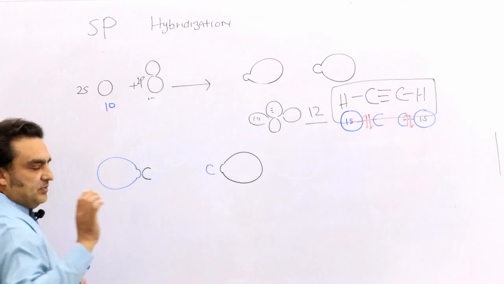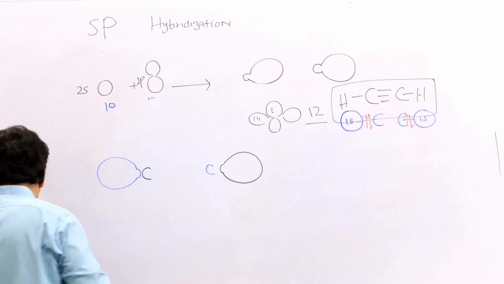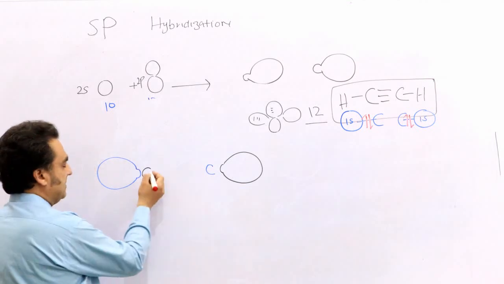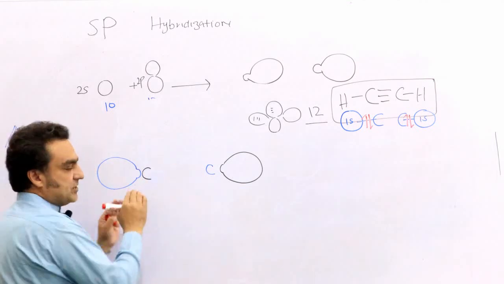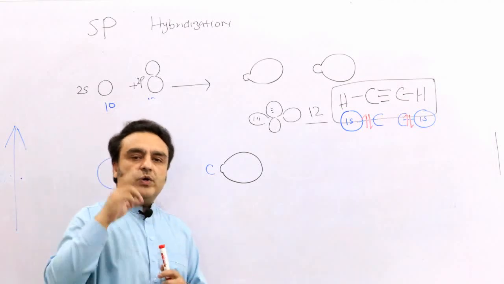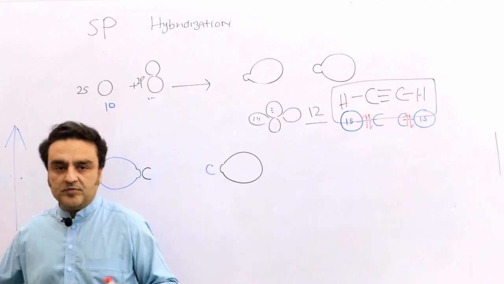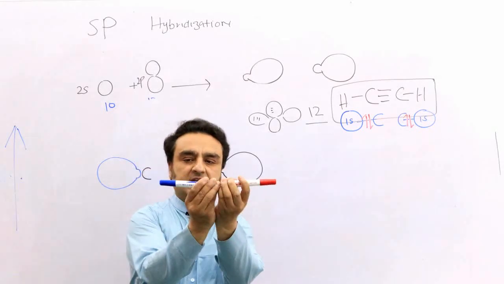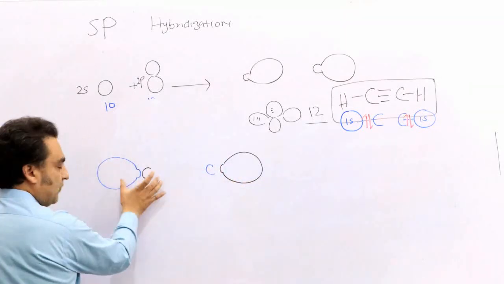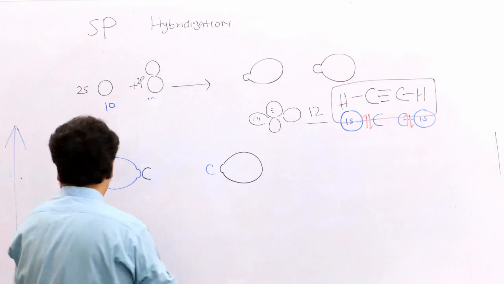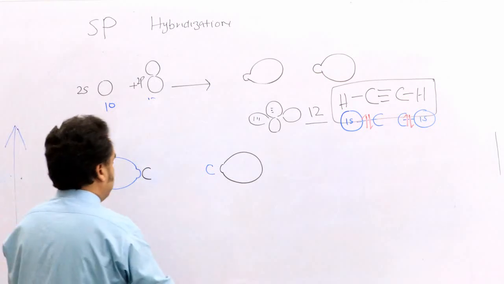Now there are two other orbitals. Let me write it in green, because when sp hybridization takes place, two sp hybridized orbitals are formed, and both of the hybridized orbitals are pointing in opposite directions. So this is for each carbon. This is one, it is pointing here, and let me write the other one in red.